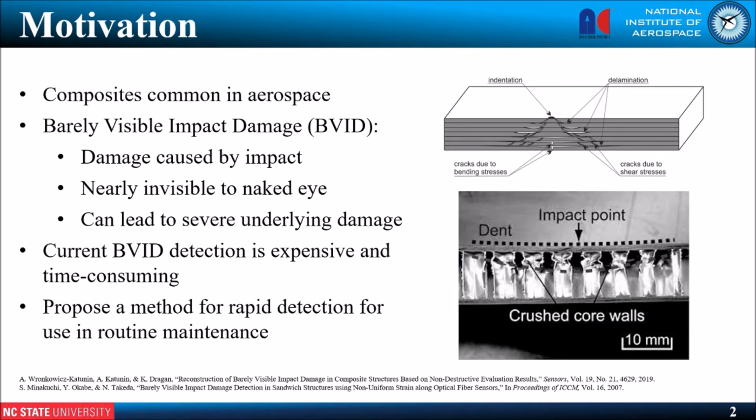Because they are lightweight, yet strong, composite materials are quite common in the aerospace industry. Unfortunately, small impacts, which are somewhat common with aircrafts, can cause damage that is nearly invisible to the naked eye. This damage, called barely visible impact damage, or BVID, can result in serious damage in the composite structure while being very difficult to detect. Current methods for detection are expensive and time-consuming, so a method is proposed here for rapid detection which can be used in routine inspection.